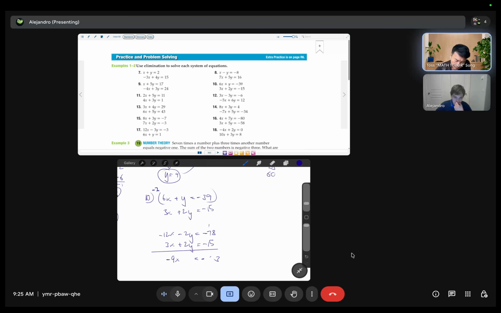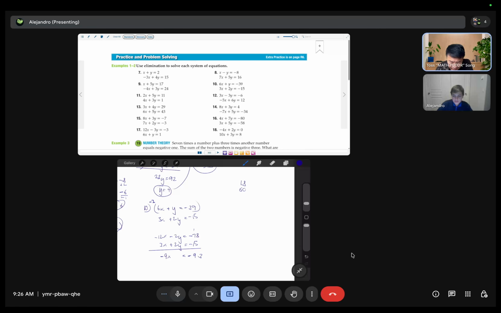Negative 93, I think. Okay, it looks weird now. Did I do this wrong? Now the x can technically be a fraction, but double check my math here. Okay, did I do anything wrong? 8, 9, yeah. And 78, is it correct? 78, double 39, negative 6.